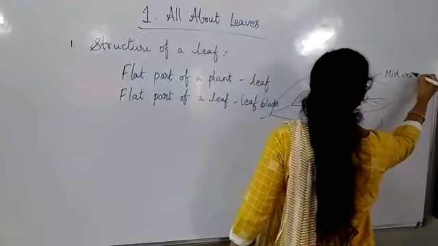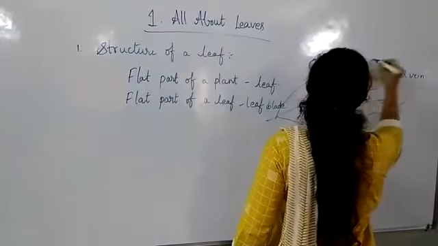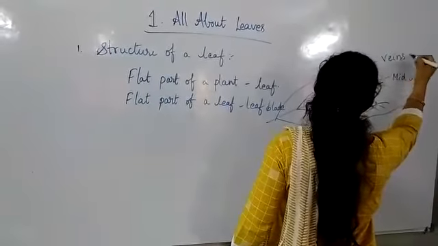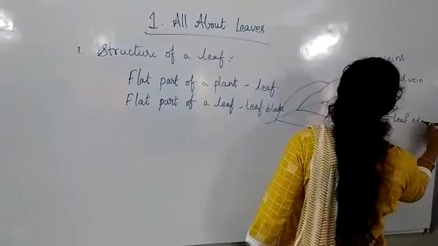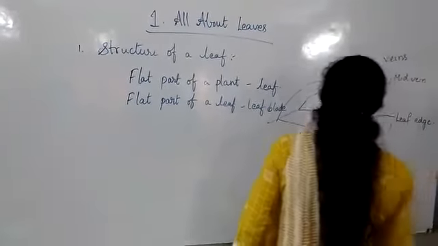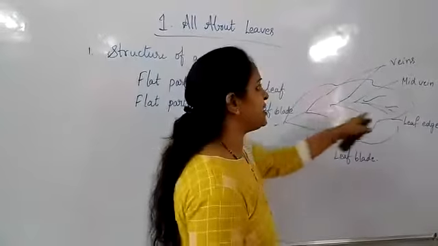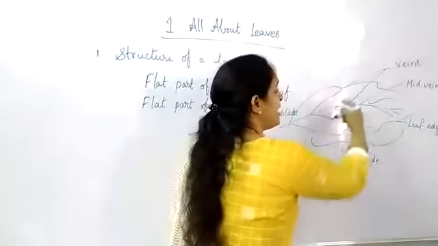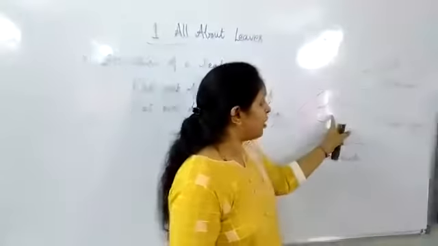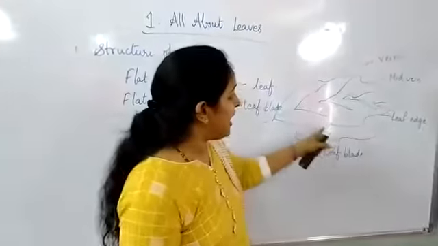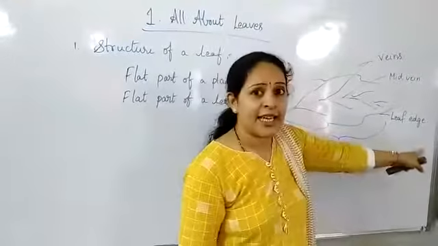And here, what is this? Mid-vein. And these are veins. And this is leaf edge. The middle part of the leaf is called mid-vein. Veins are the line-like structures which come out from the mid-vein. The end or edge of the leaf is called leaf edge.